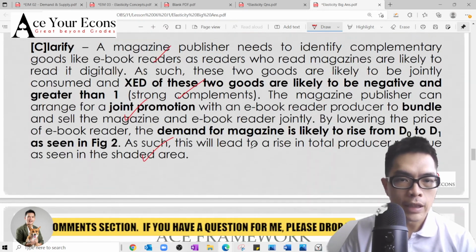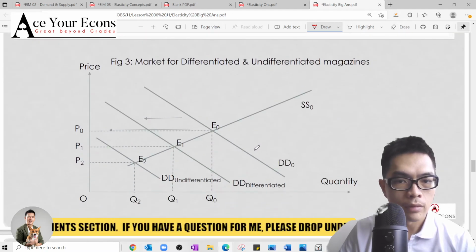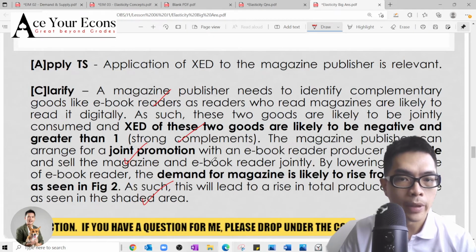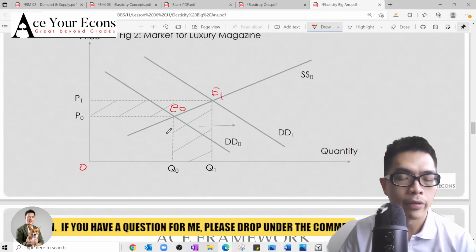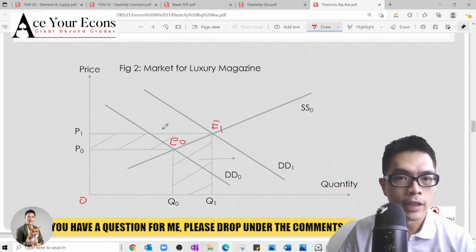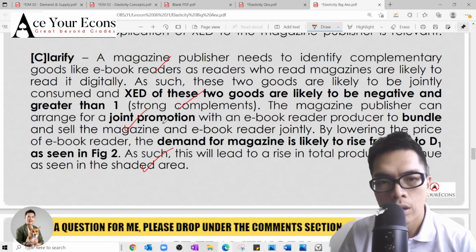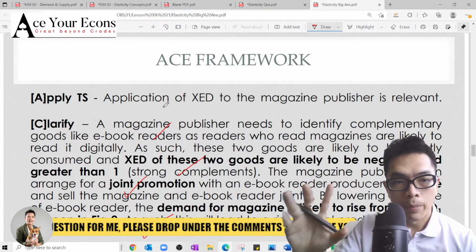Okay, so this is the approach for complements. You can use the same diagram as what you've seen in the luxury magazine. You can use back the same diagram. There's no need to redraw one. Okay, and you can stop here.